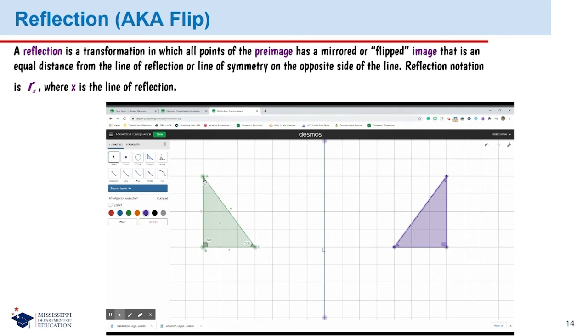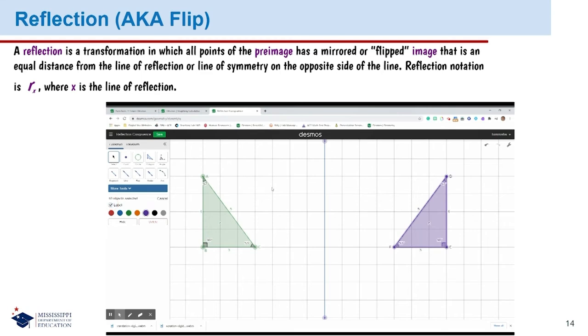Now with the reflection, this is our line of symmetry. So we are 1, 2, 3, 4 units from the line of symmetry, or you can call this the y-axis. We are 1, 2, 3, 4 units, again, from the line of symmetry. Let's label.